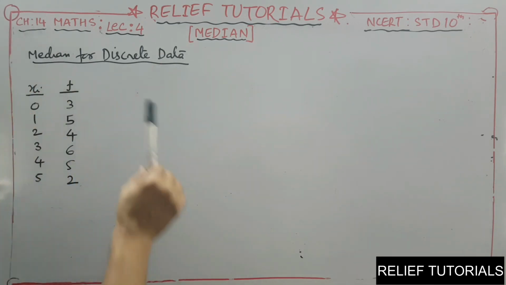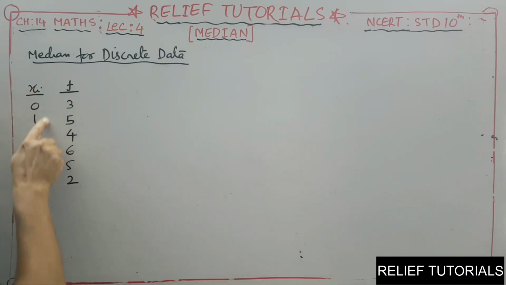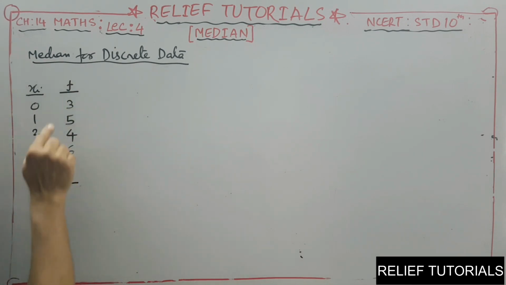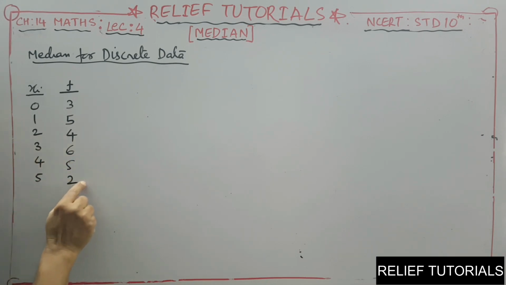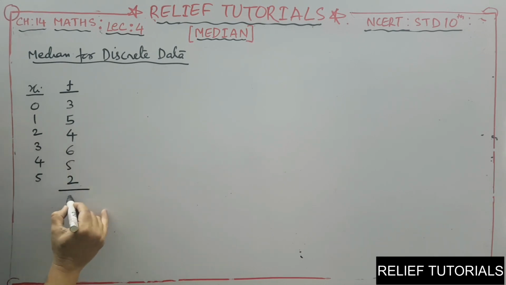Now we will find the median for discrete data in 10th standard. Look at this data. These are the marks of students in a test out of 5 marks, and these are the number of students. There are 3 students who got 0 marks, 5 students who got 1 mark, 4 students got 2 marks, 6 students got 3 marks, 5 students got 4 marks, and 2 students got 5 marks. Now if we find the total: 3 plus 5 is 8, 8 plus 4 is 12, 12 plus 6 is 18, 18 plus 5 is 23, plus 2 is 25. So there are altogether 25 students.